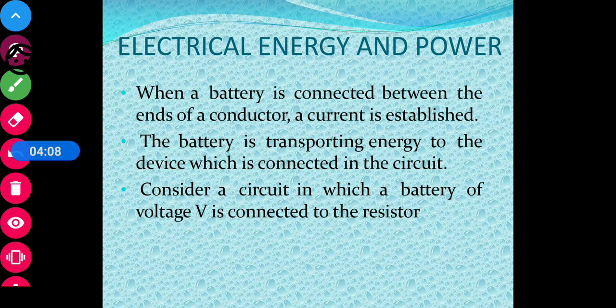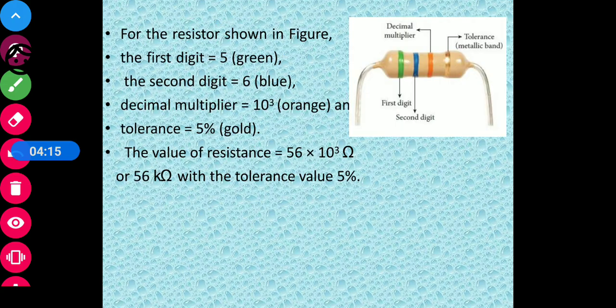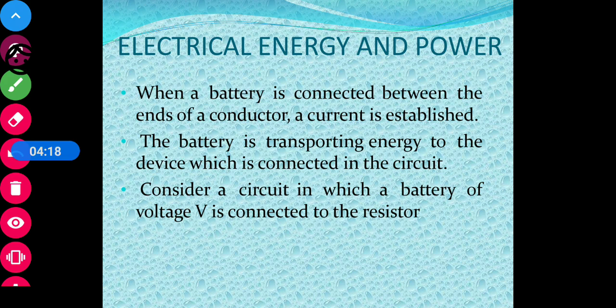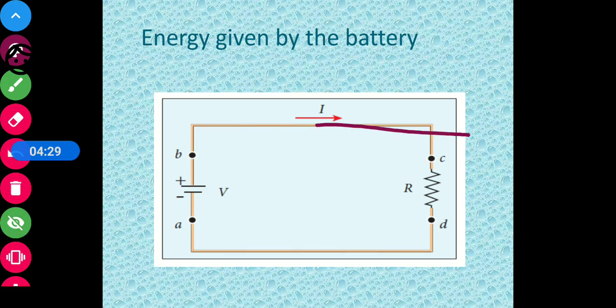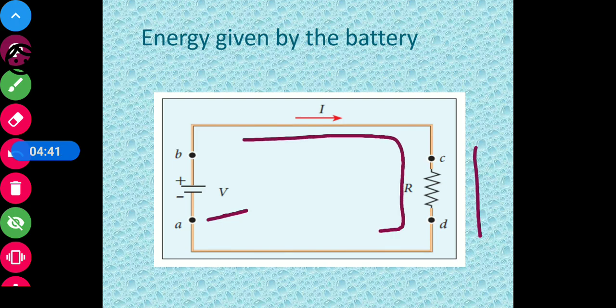Now, electrical power, energy and power. You know that when a battery is connected between the ends of a conductor, a current is established. The battery transports energy to the device which is connected to the battery. To understand this, let us consider a circuit in which a battery is applied across the resistor CD. Let us assume that current is flowing from A to B, then through resistor C to D and again to the cell.